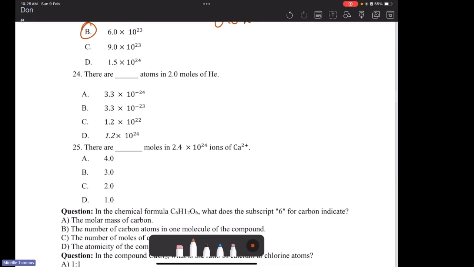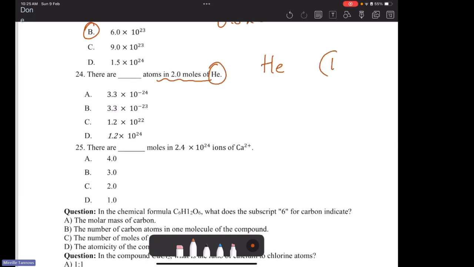Again, how many atoms in 2 moles? Look at He. Atomicity is just 1. How many atoms? So the number of atoms is 2 times Avogadro times 1. So that is D. Sorry.